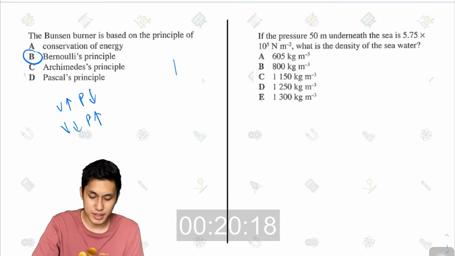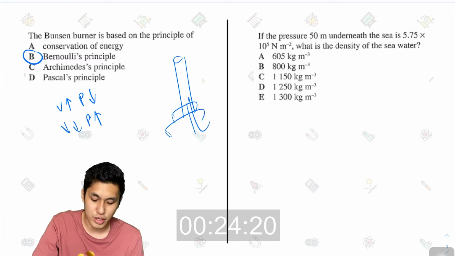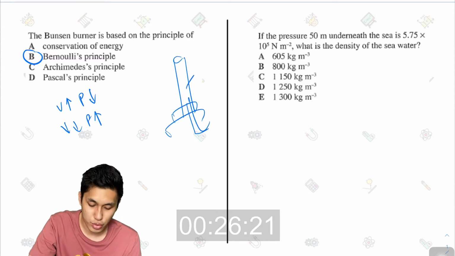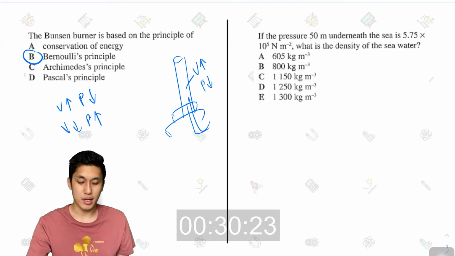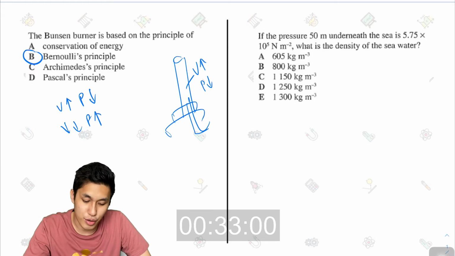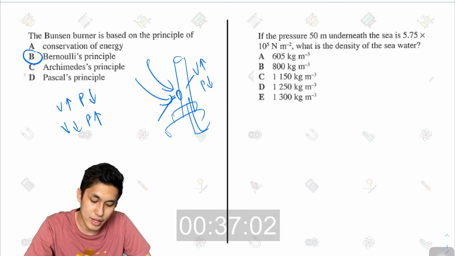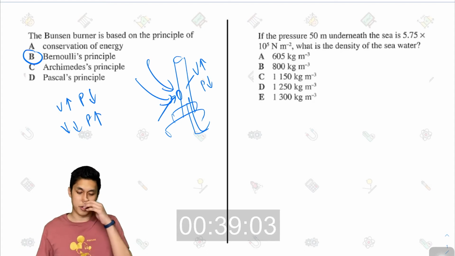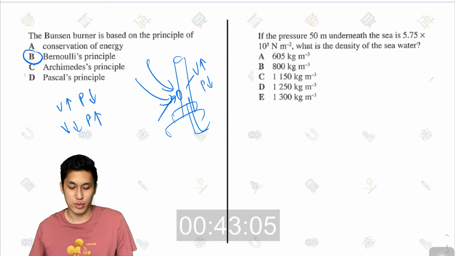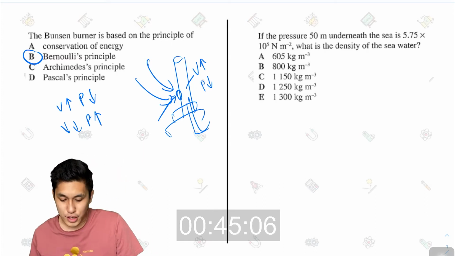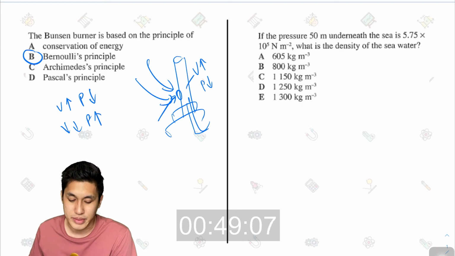So in the Bunsen burner, when the gas goes into the Bunsen burner, it goes in at quite a high speed. So inside the Bunsen burner, the velocity is high and the pressure will be low. So now the atmospheric pressure, which is relatively higher, will be able to push more air into the hole at the side of the Bunsen burner, providing us with a more complete combustion. Okay, so that's B.